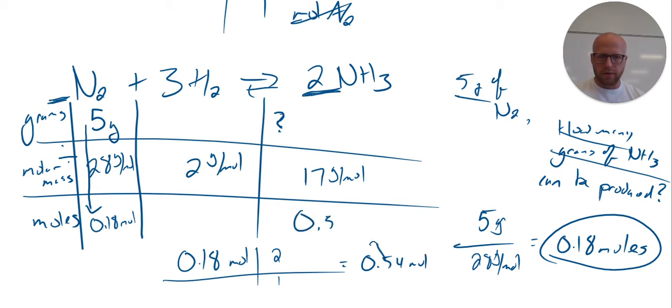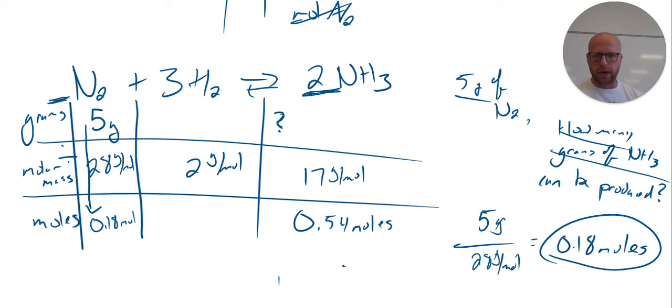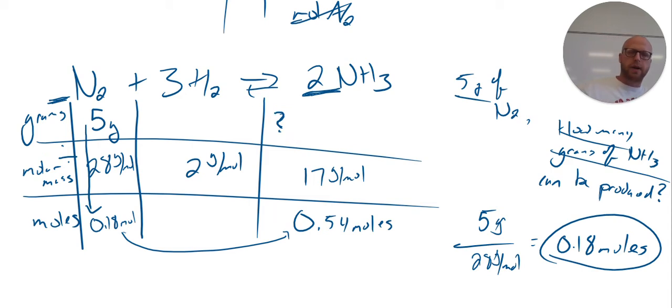So 0.54 moles. Okay, so now we're doing good right here. We've compared two chemicals through moles. I've said, hey, I started with 5 grams. That's going to give me 0.18 moles of N2. Okay, I've converted from moles of N2 over here to moles of NH3, but I haven't made it up to my question mark up here. Okay, so if I haven't made it up to my question mark up there, I know I've got to keep going. Well, so now I want to go up my chart.